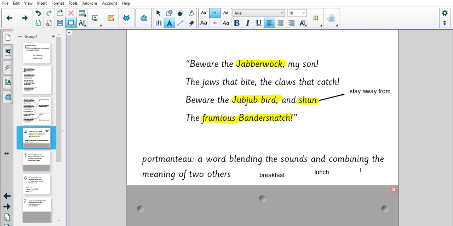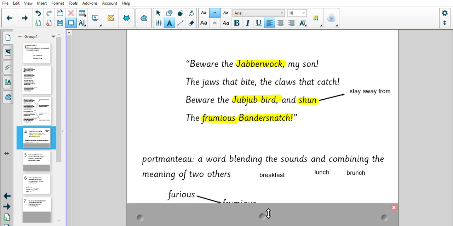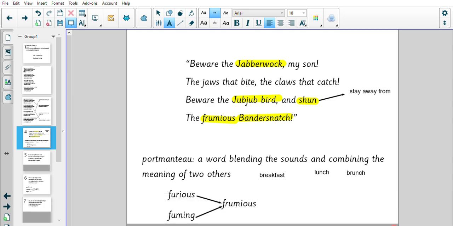So you might have some toast to start with from breakfast, and then you might have something a bit more lunchy as well, like maybe you might have, I don't know, some hash browns, some baked beans, some sausage sandwich, something like that. And we would combine both of those words together to make the word brunch. Okay, it's like a mixture of both of them. So this portmanteau for frumious is a mixture of the word furious and fuming. And you can see how those two spellings have been brought together in that one word, frumious.